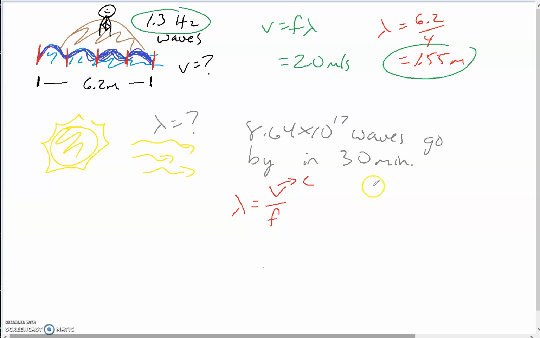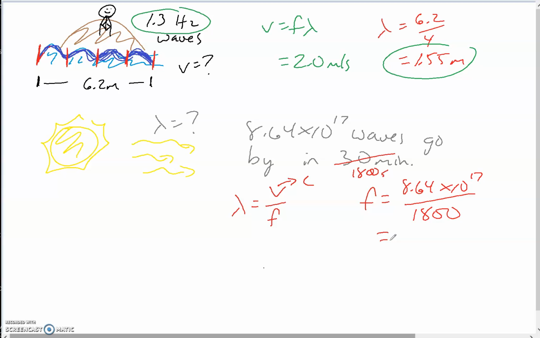To find the frequency, that's how many waves per second. So I've got 8.64 times 10 to the 17 waves divided by how many seconds there are. But that's in 30 minutes. I don't want the minutes, of course, I want that in seconds. So if I convert that, that would be 1800 seconds. So I'll divide that by 1800. All right. So the 8.64 times 10 to the 17 waves, that's how many waves I've got.